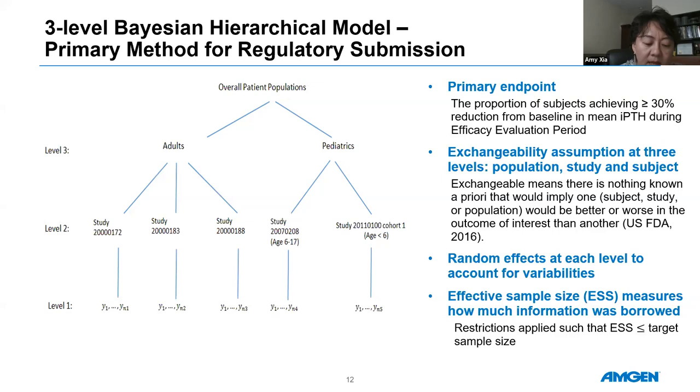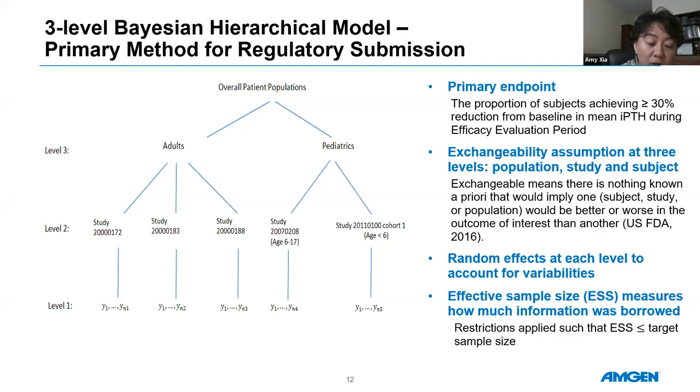So per the FDA 2016 guidance, they said exchangeability means there's nothing known a priori that would imply one would be better or worse in the outcome of interest than another. So here at all three levels, at the subject, study, or population level, that seemed a reasonable assumption here.